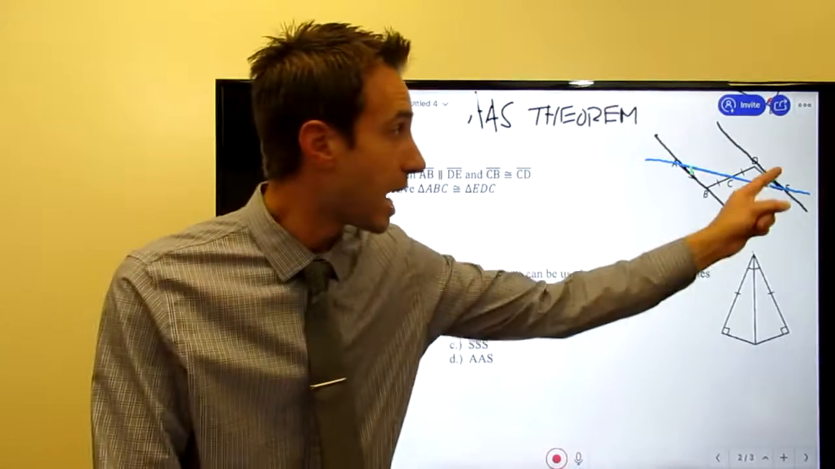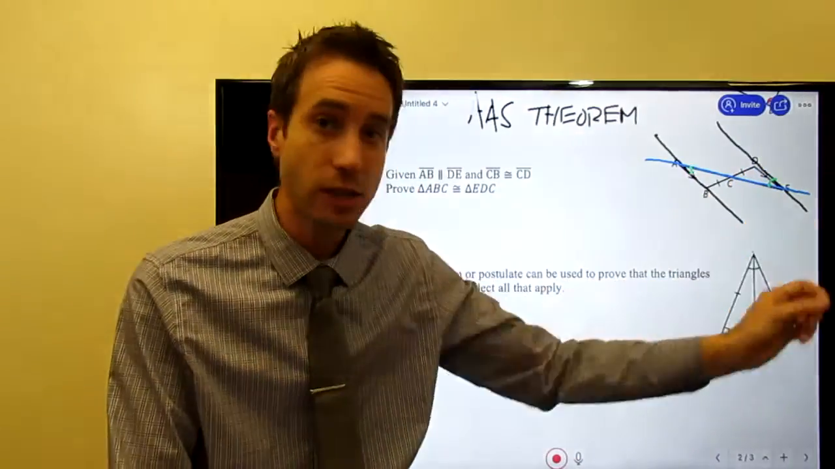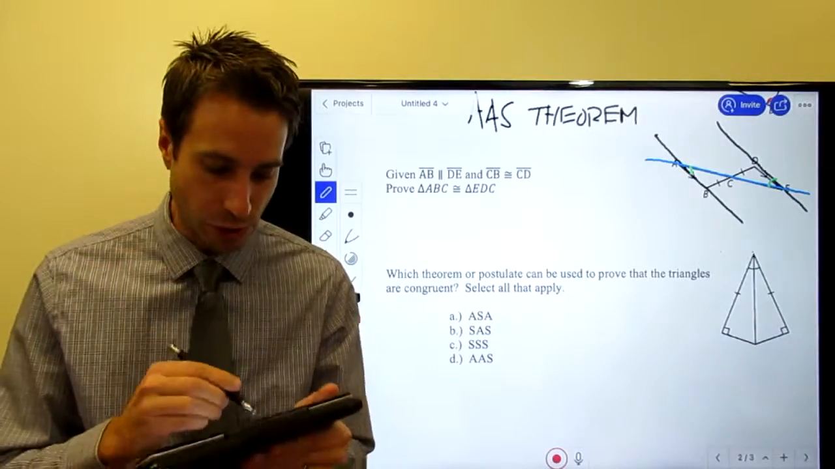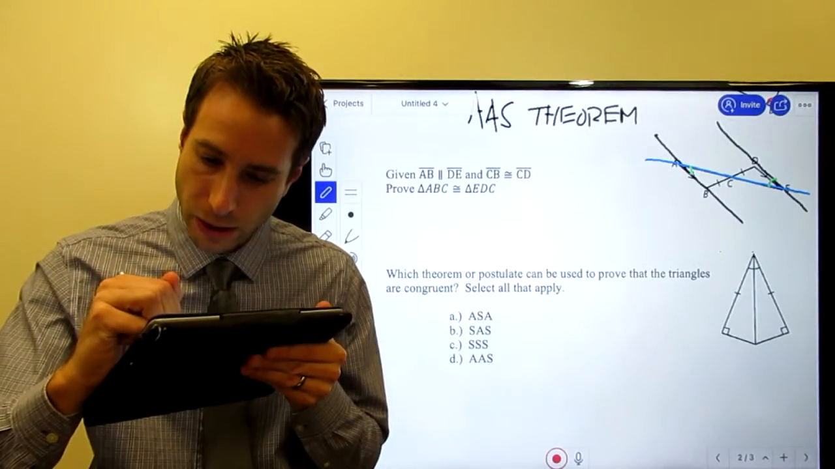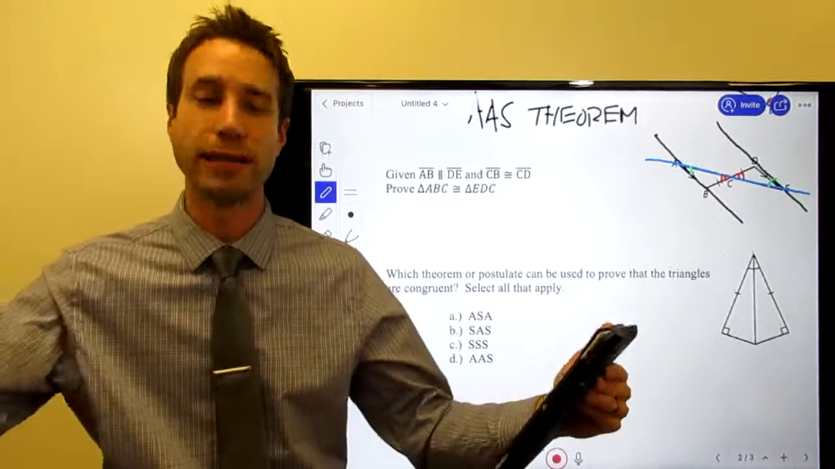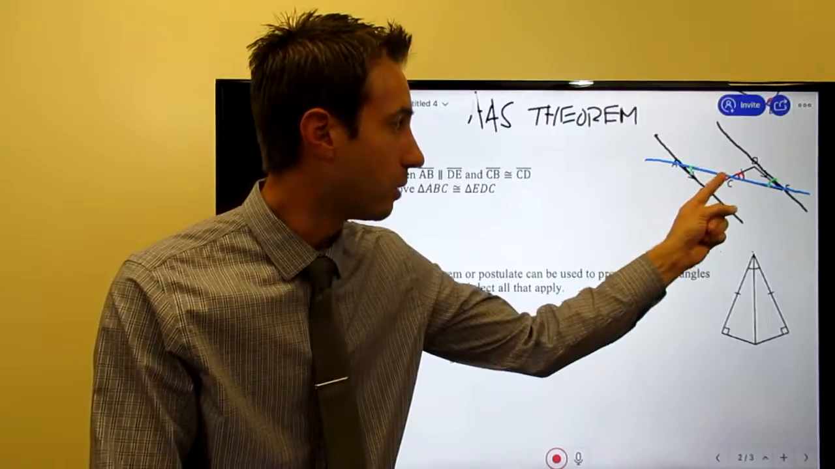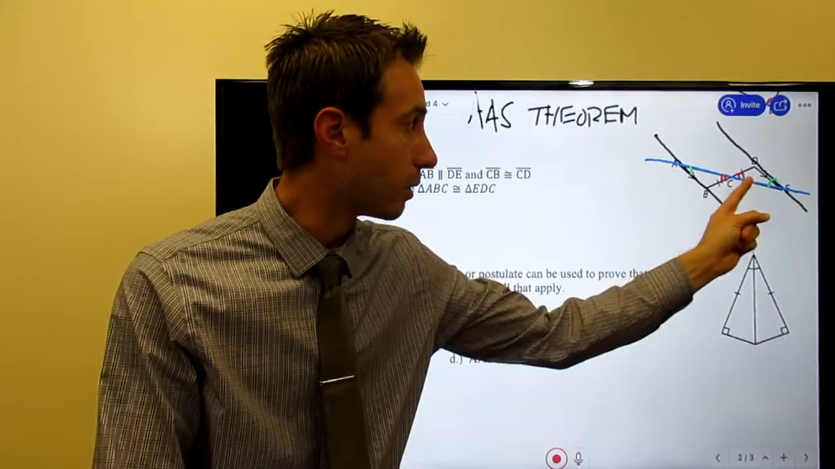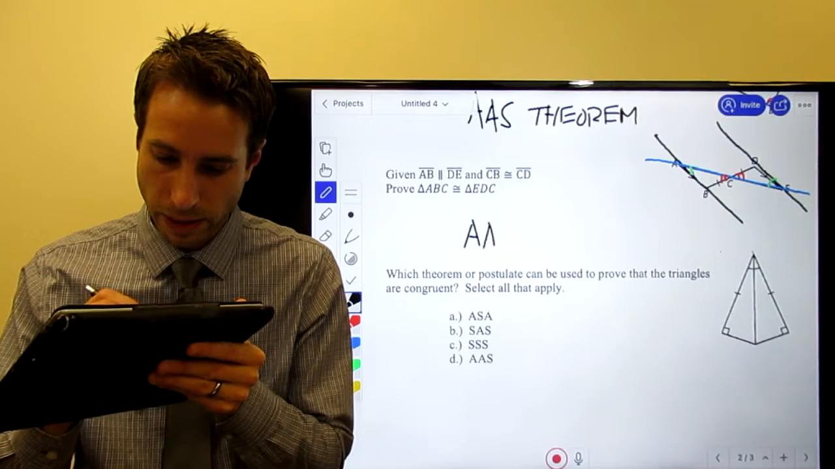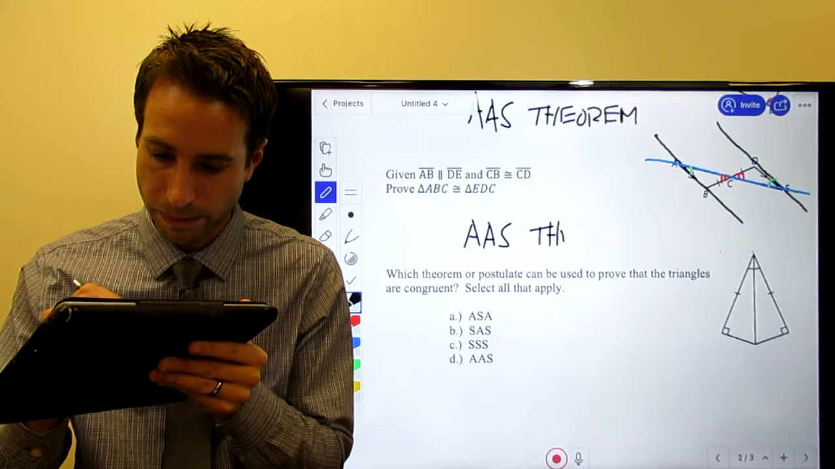Then, please notice, I have intersecting lines, which means opposite angles, thanks to the vertical angle theorem, must also be congruent. So I know that those angles are, and right there, boom, we have enough. Angle, side, angle, side. We got it. Angle, angle, side theorem.